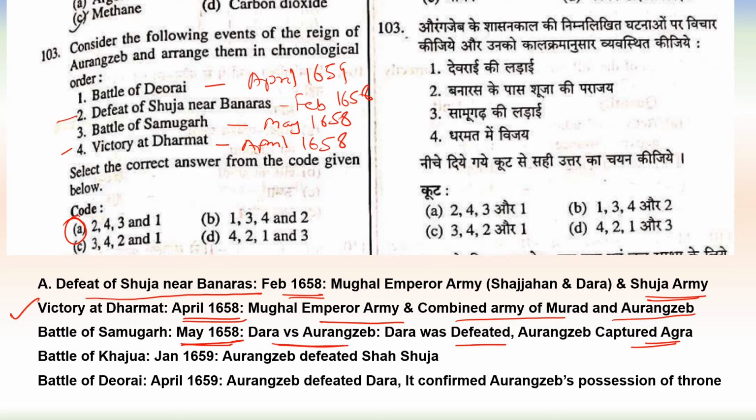Now Battle of Khajwa that happened in January 1659. Aurangzeb defeated Shah Suja. Now Battle of Deorai, April 1659. Aurangzeb defeated Dara Shikoh and it confirmed Aurangzeb's possession of throne. So defeat of Shah Suja near Banaras, then victory at Dharmat, then Battle of Samugarh, then Battle of Khajwa, then Battle of Deorai.